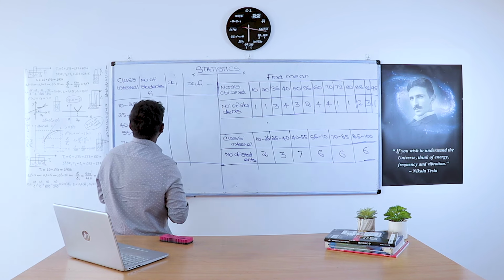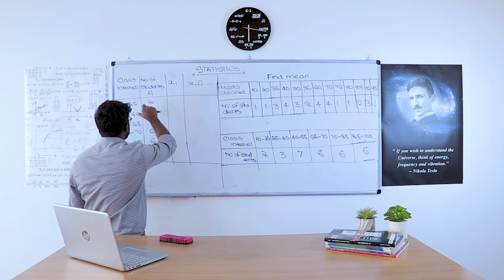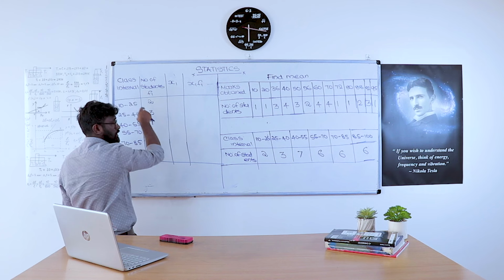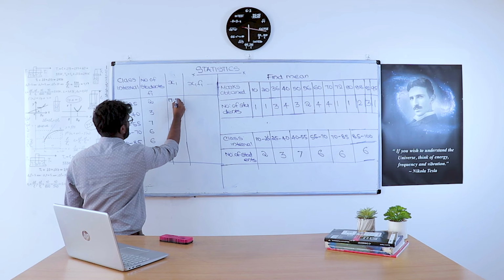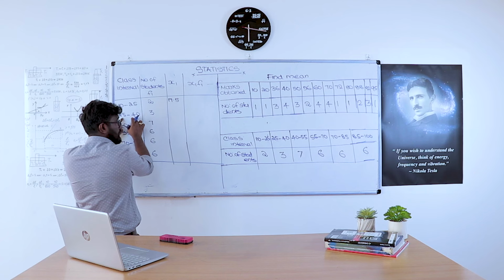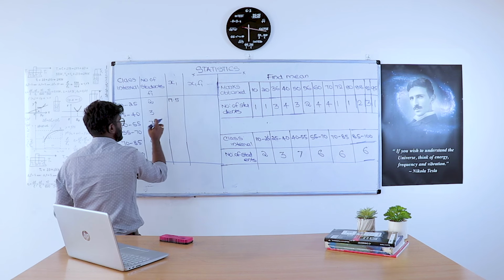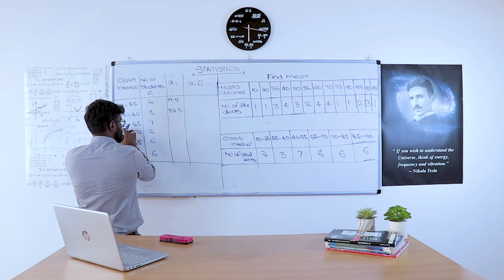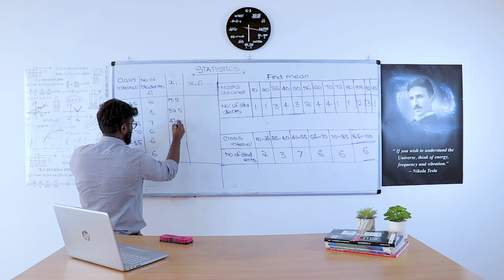So how will you find xi? Xi is the mid of the class interval. How will you find the mid of the class interval? Lower limit plus upper limit by 2. That is 10 plus 25, 35, by 2 is 17.5, the xi value. Here, 40 plus 25, 65, by 2 is 32.5. 55 plus 40, 95, by 2 is 47.5.